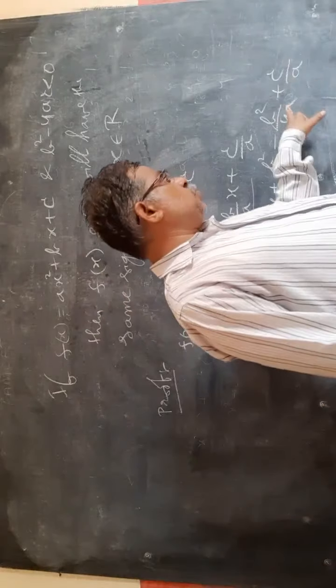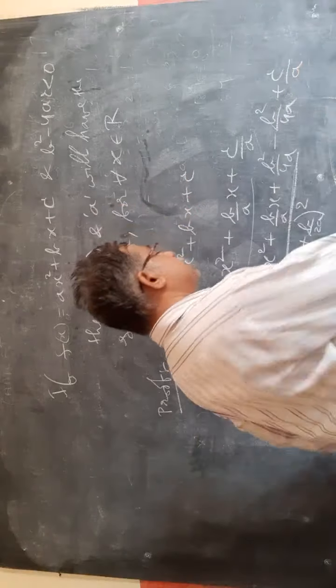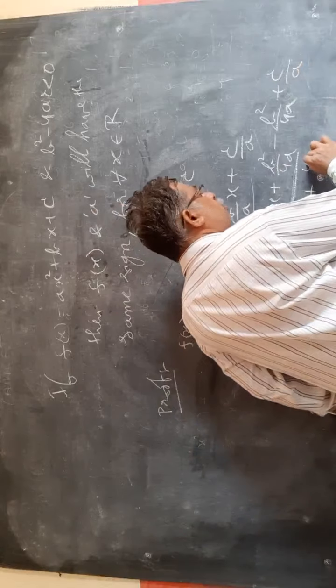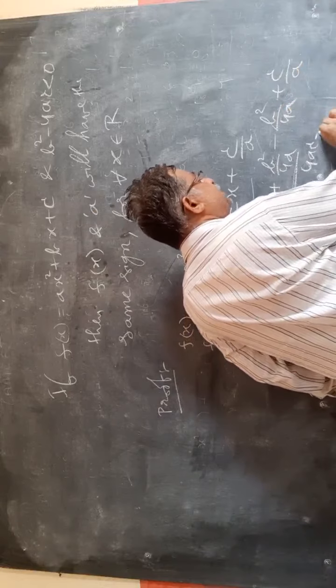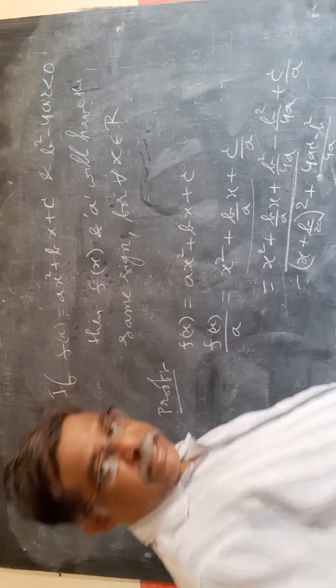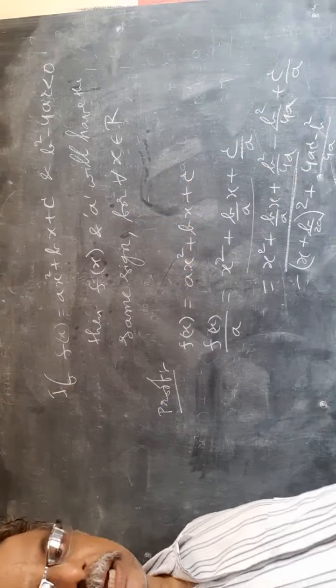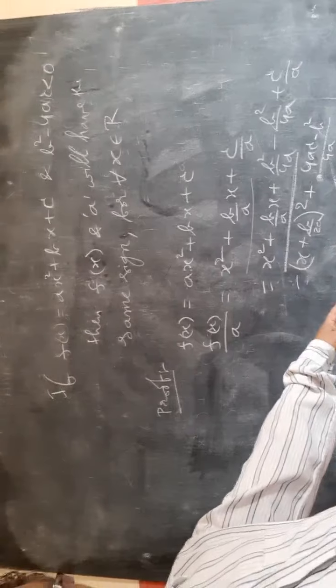Now for these two, 4a square is the LCM. So if I take 4a square as LCM, that part becomes 4ac minus b square by 4a square.